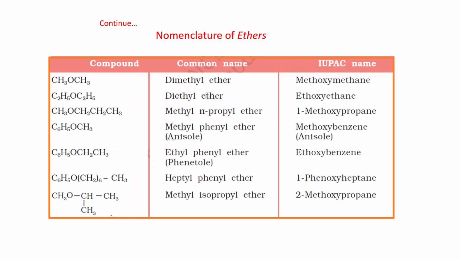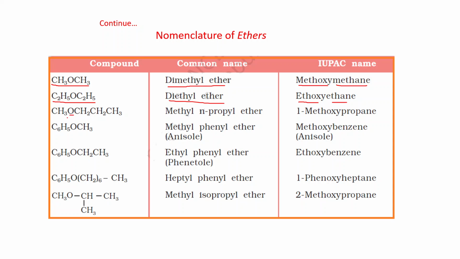Let us see some examples of nomenclature of ether. CH3OCH3. The two alkyl groups are the same and these alkyl groups are methyl. That's why in common name this is dimethyl ether and in IUPAC name this is methoxymethane. Now this C2H5OC2H5 is diethyl ether and in IUPAC name this is ethoxyethane. Now come to this one.